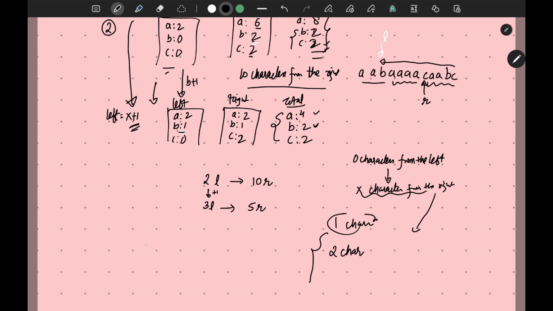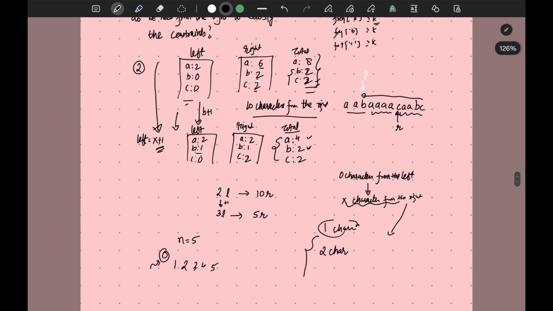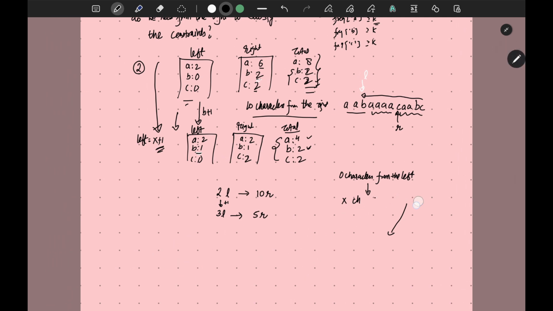Let's say our string has 5 characters. Initially we found for 0 characters from the left, and now we would do it for 1 character from the left, for 2, for 3, for 4, and for 5 characters from the left. And whatever gives us the minimum answer, that would be our answer. So this is the approach that we are going to follow.